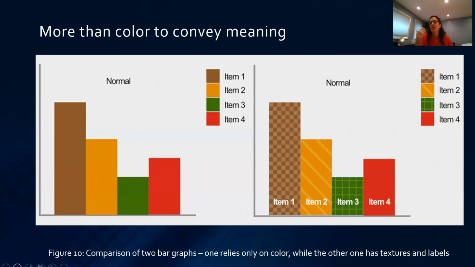Once again, this is not supporting only people who are colorblind or with low vision. This is really helping everyone. With the labels on top of the bars and the different textures, it is just so much easier to immediately know what item is being represented by what bar.